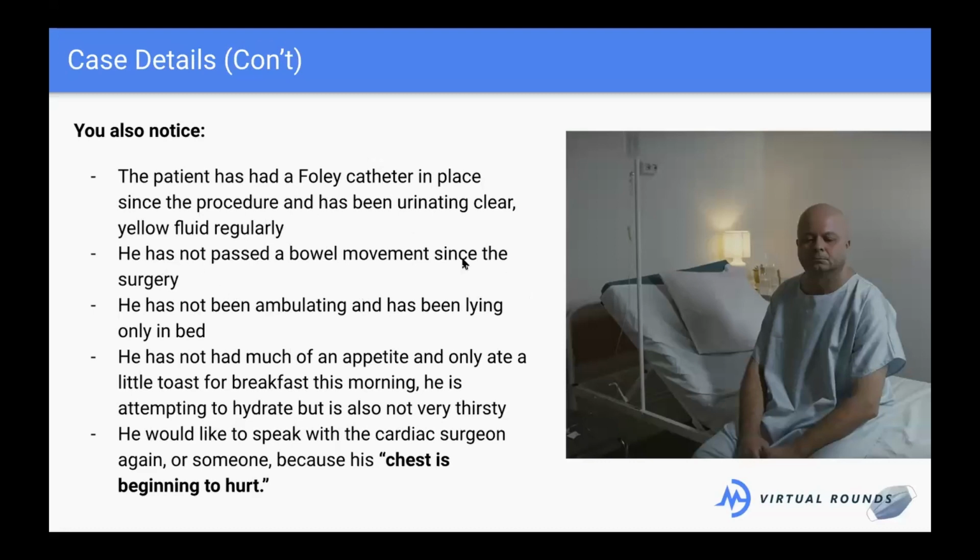He's not passed a bowel movement since the surgery, and he's not been ambulating. He's just been lying in bed completely since the surgery. He has not had much of an appetite. He only ate a little bit of toast for breakfast this morning, and he's trying to drink, but he says he's not very thirsty. And he'd like to talk to the cardiac surgeon who operated on him again, or anyone, because he feels like his chest is kind of starting to hurt a bit. That's why he's kind of leaning forward.